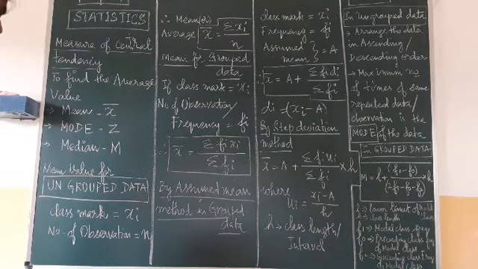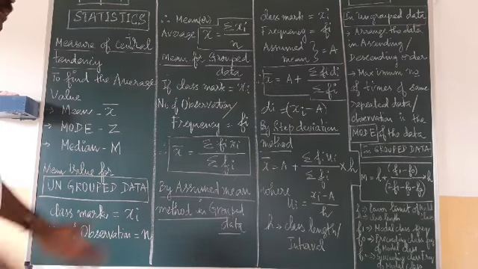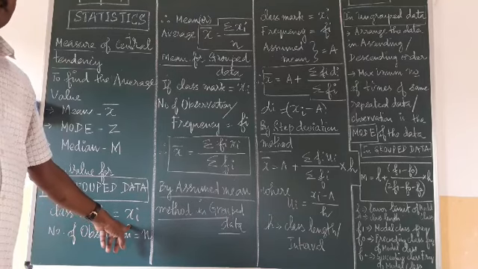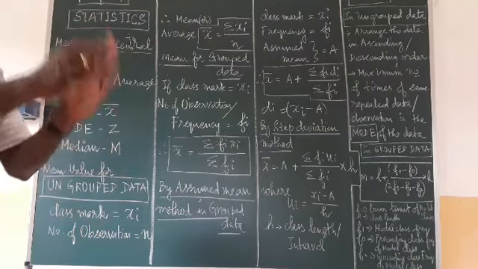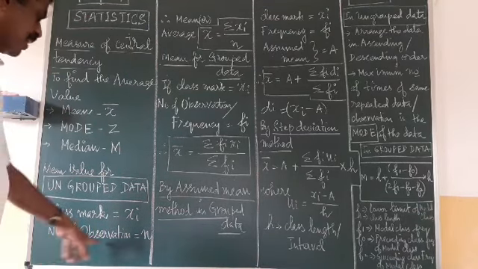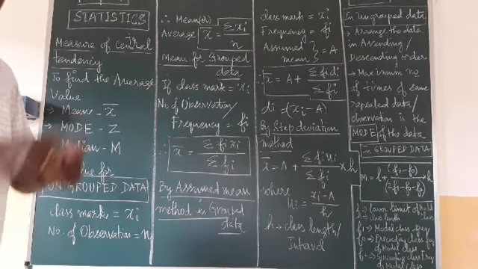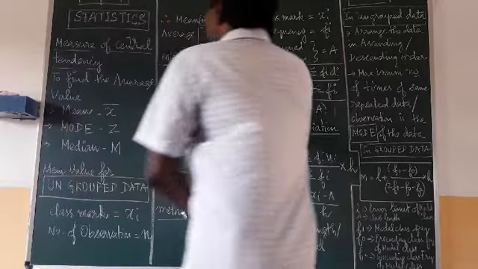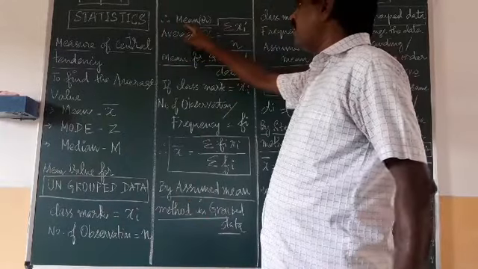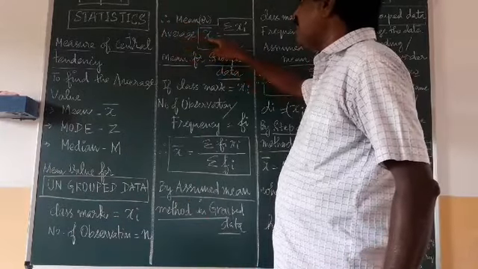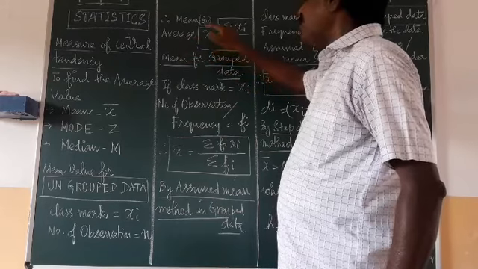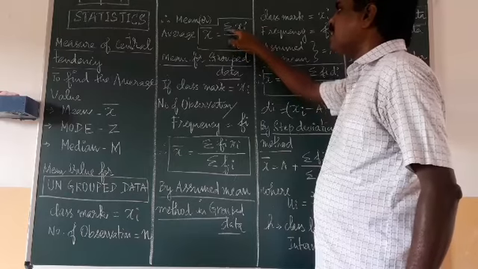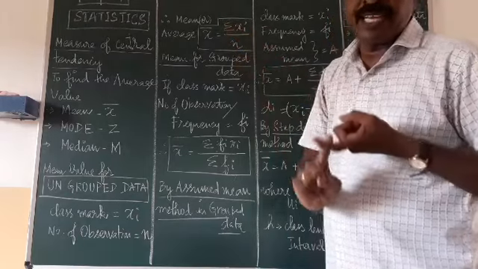And mean for ungrouped data. What are you going to do? Ungrouped data means data will be given directly. The data given is called xi, and the number of data is the number of observations, n. Therefore, for ungrouped data, the mean or average is given by x bar equal to sigma xi upon n. Sigma is the summation symbol of addition.